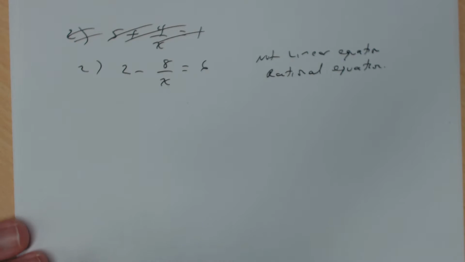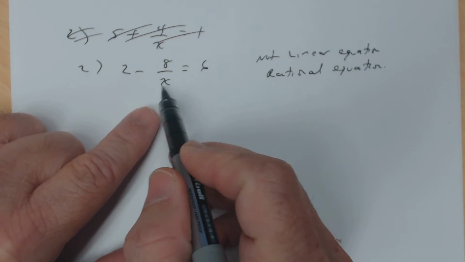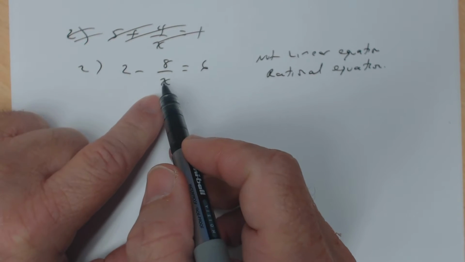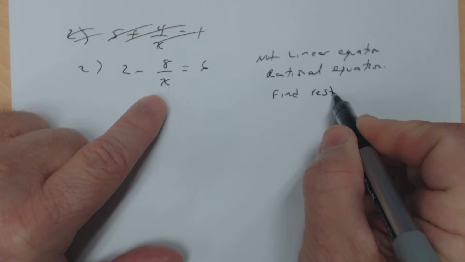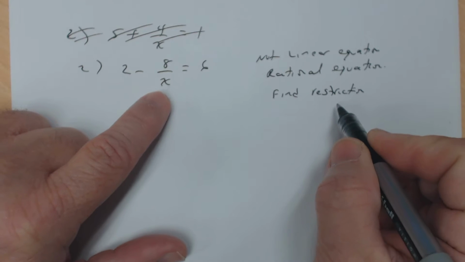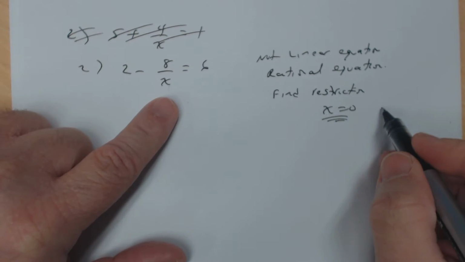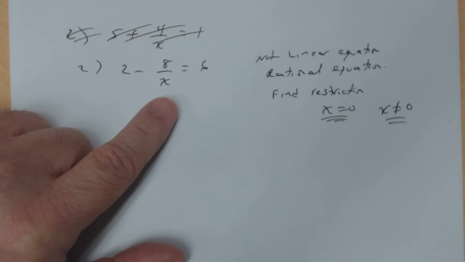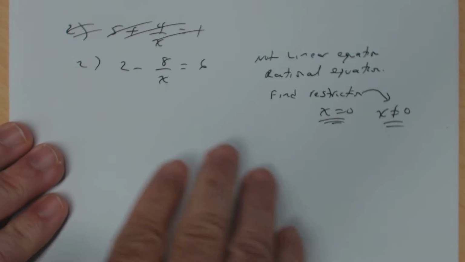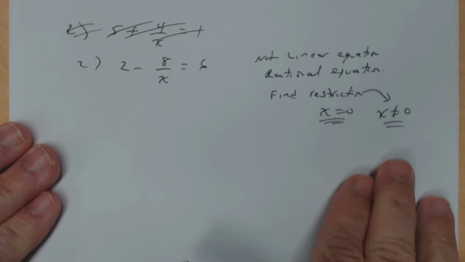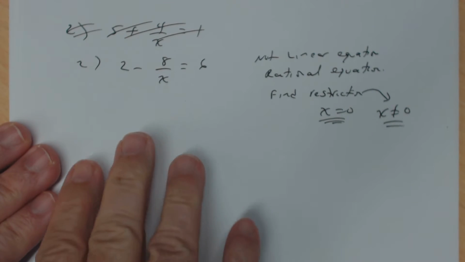All right, so let's find the restriction. I do have a variable, so the question is, when is this denominator equal to 0? Remember what you do: you set it equal to 0. To find the restriction, you set this denominator equal to 0 and solve for x. So x cannot equal 0. That's your restriction. If you solve this and you get x to be 0, then we can't use it. We're going to see one in a little while.